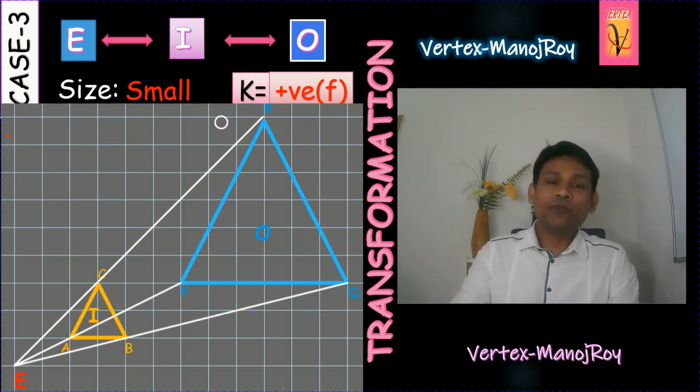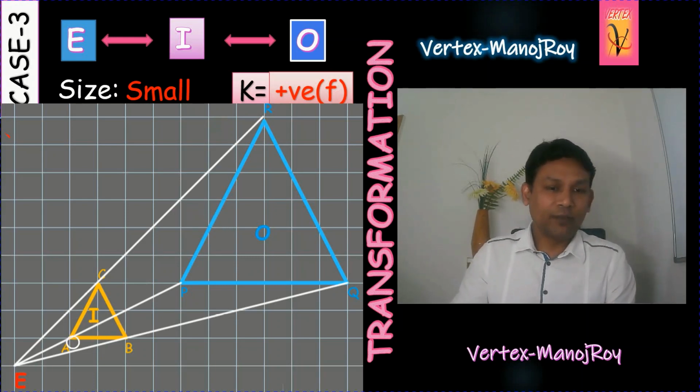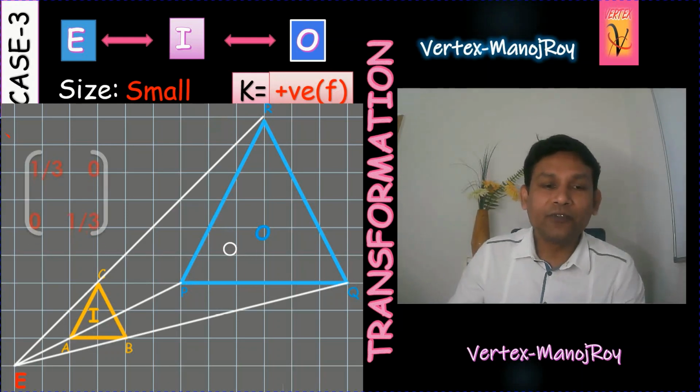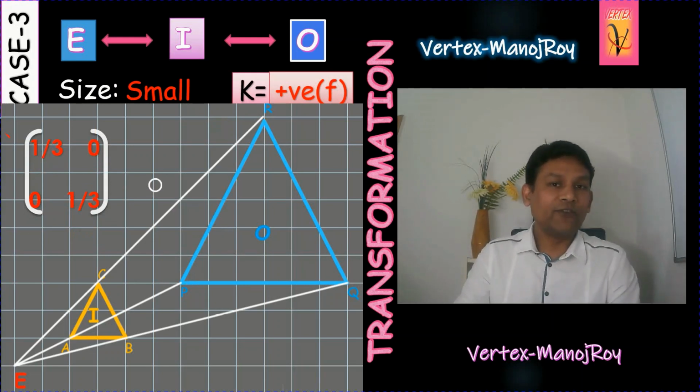Now, can you find the scale factor here to get the matrix? Image distance is 1, 2. Image distance is 2 and object distance is 1, 2, 3, 4, 5, 6. 2 upon 6 is 1 upon 3. So 1 upon 3 means your matrix will be 1 upon 3, 0, 0, 1 upon 3. That's the way we can find the matrix in this situation.